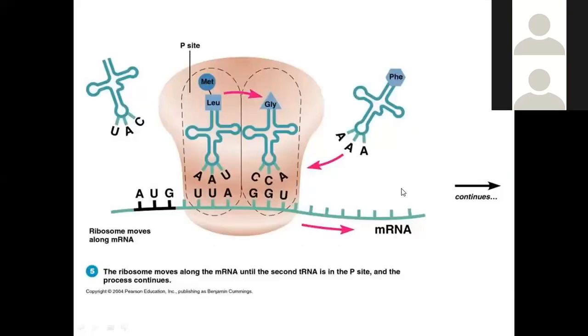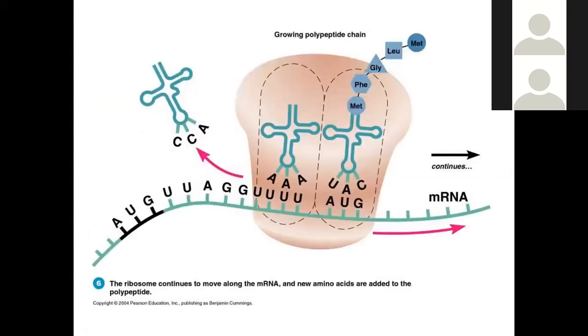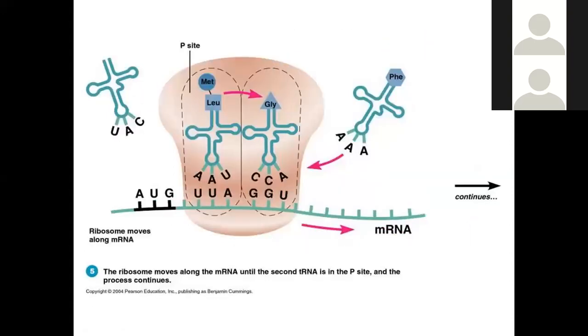Okay, so let's talk about translation. I told you there are 3 to 4 different steps. First is the activation of tRNA. Second is the attachment of amino acid with the tRNA, which you can call the charging of tRNA molecules. Third is initiation. Fourth is elongation, and fifth is termination.